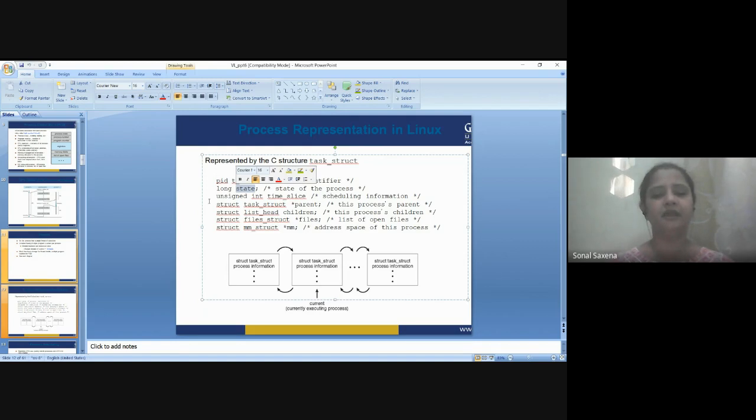Then again, we have used some nested structures inside it. You can see these four nested structures. What are they? The task struct. Task struct means the parent.